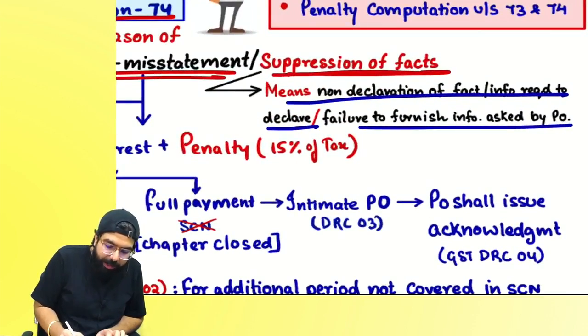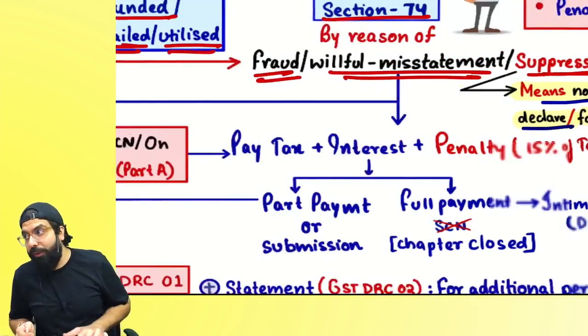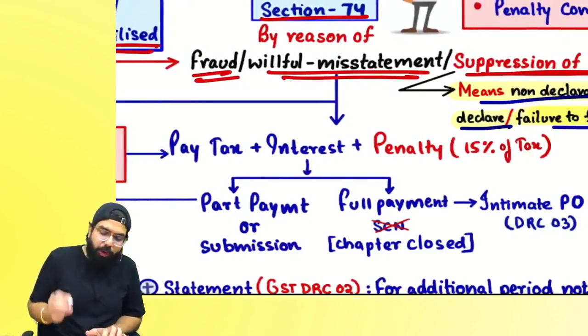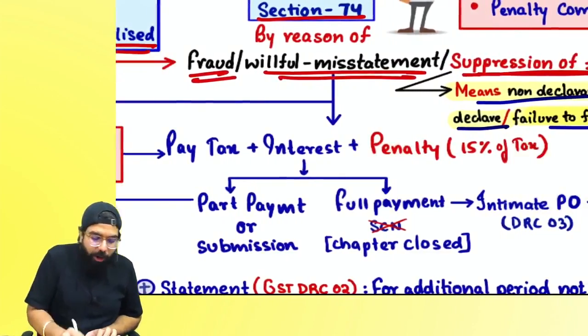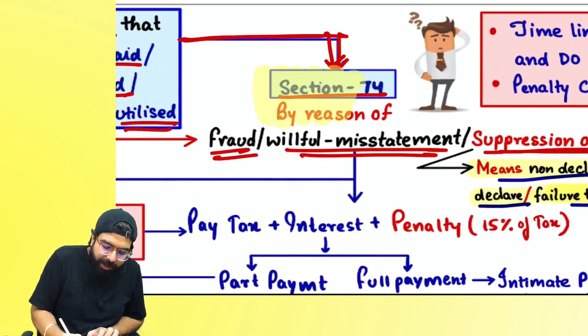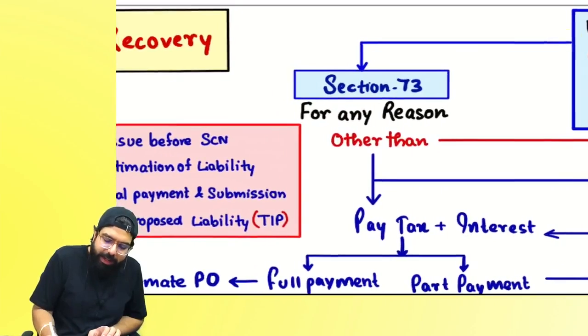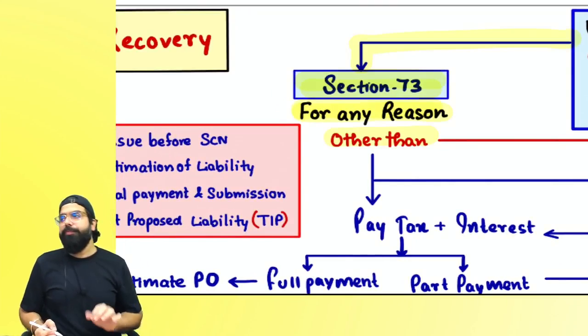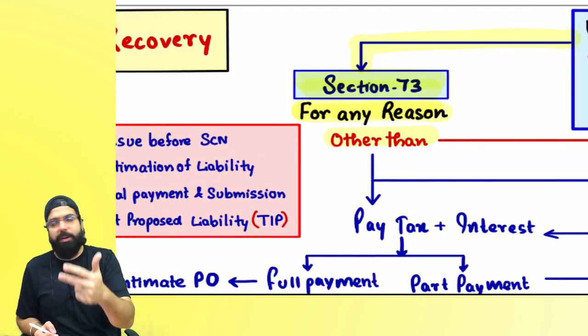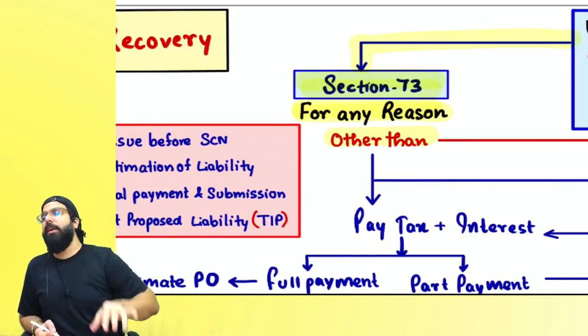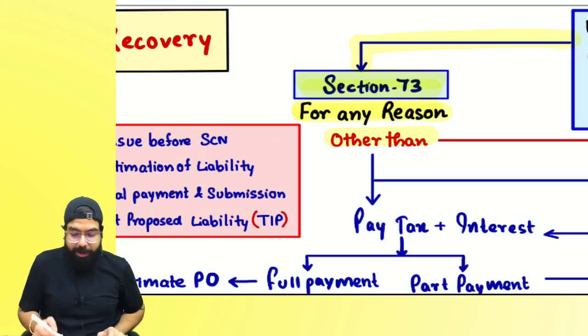Suppression of fact, what is the meaning? Suppression means you don't declare some fact or information which you are required to declare, or failure to furnish information which is asked by the officer. Suppression always comes under section number 74. If there is any other demand order which is going to be raised, for a reason other than fraud, willful misstatement, or suppression of fact, then proceedings under section number 73 will be initiated.